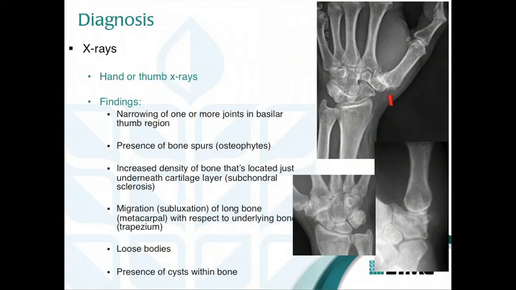You also get migration, also known as subluxation, of the long bone, which is the metacarpal, with respect to the trapezium. And if you have enough osteophytes or bone spurs, sometimes they can actually free up and become a loose body, as you can see here. And you can also get cysts within the bone in some cases.